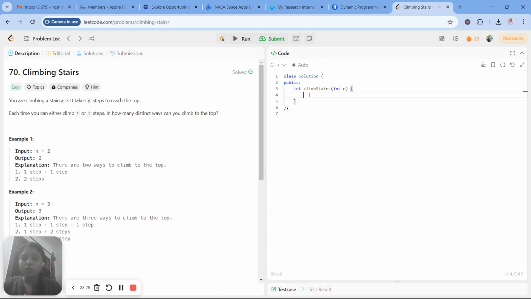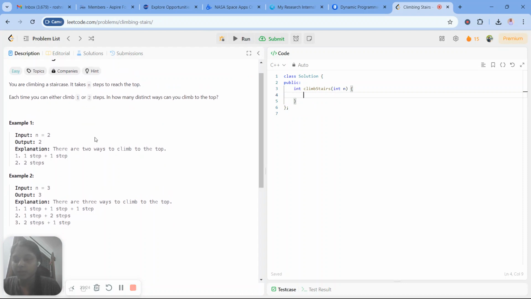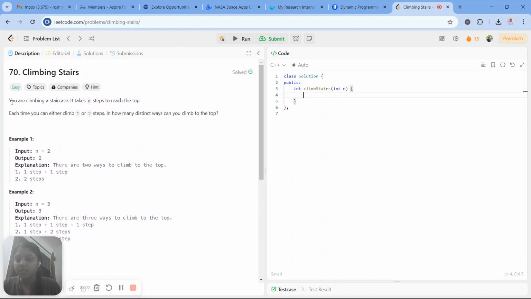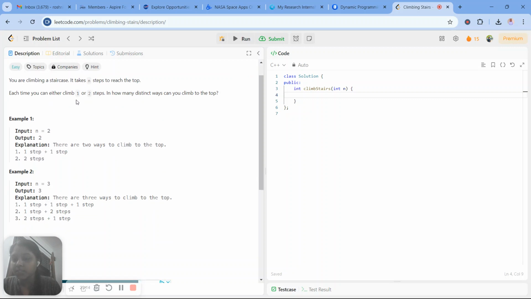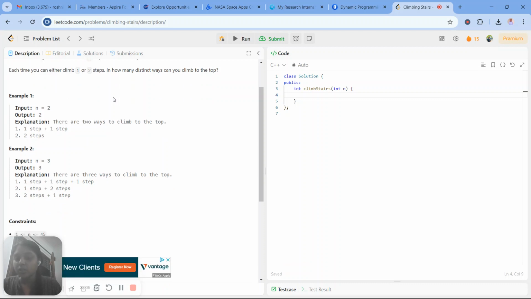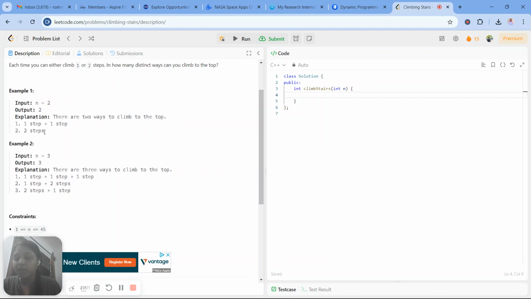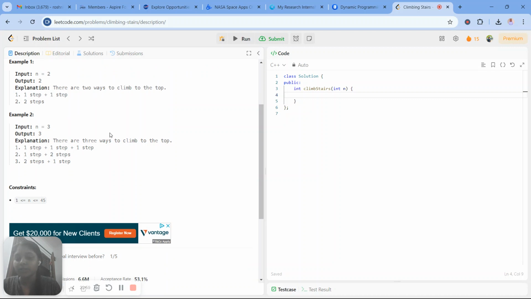Okay, so let's start with the question. You are climbing a staircase that takes n steps to reach the top, and each time you can take either 1 or 2 steps. You cannot take 3 steps directly, so you take 1 step and then 2 steps. For n equals 2 the output is 2, and for n equals 3 the output is 3. So let's start with writing our code.